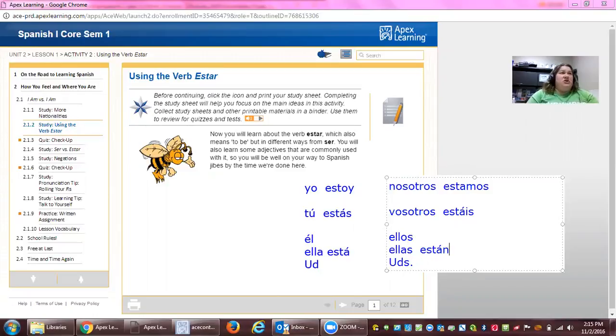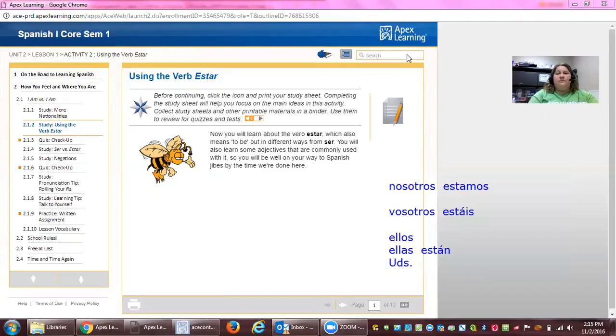So this is what a conjugation looks like, and that's the form of the word that you're going to be using. So, yo estoy, tú estás, él está, ella está, usted está. Nosotros estamos, vosotros estáis. Ellos están, ellas están, ustedes están. So when you see yo, then you would use estoy. So I'm going to clear this off. And we're going to go back to this lesson.